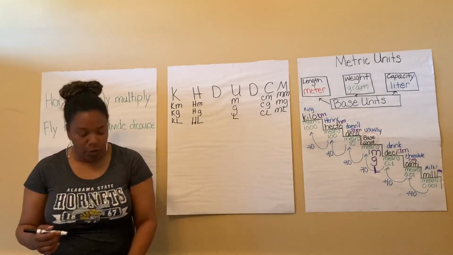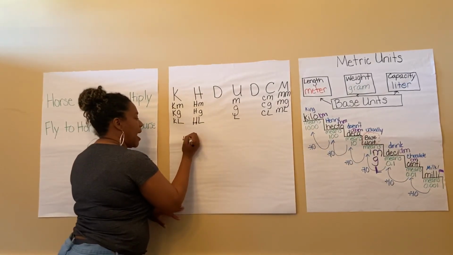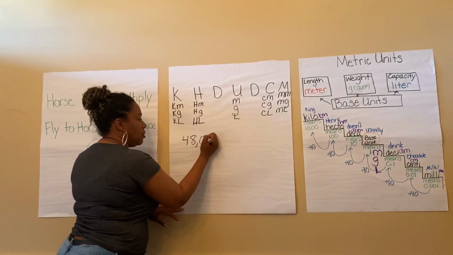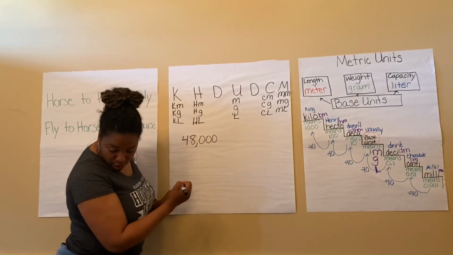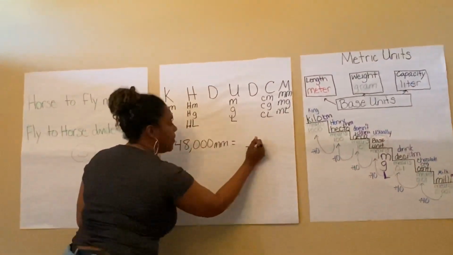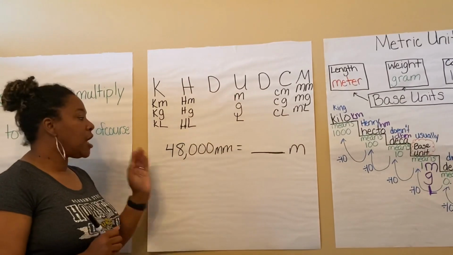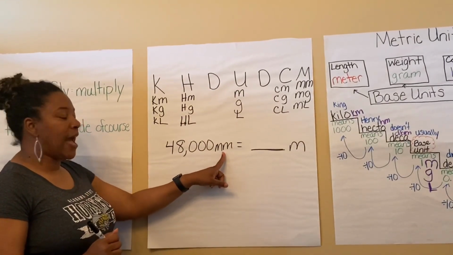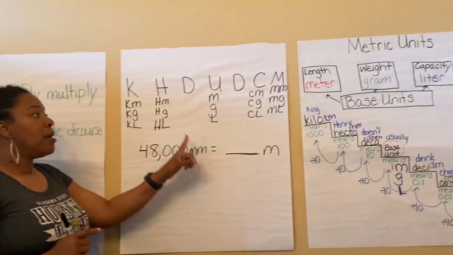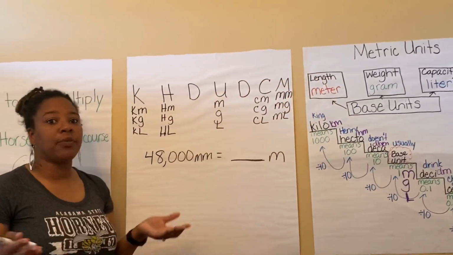All right, so I'm just taking these examples out of the book. So we have 48,000. I'm a student, I'm you. I have 48,000 millimeters, and I'm trying to find the equivalent in meters. So first thing I'm going to do is find millimeters on my chart. Millimeters would be right here.